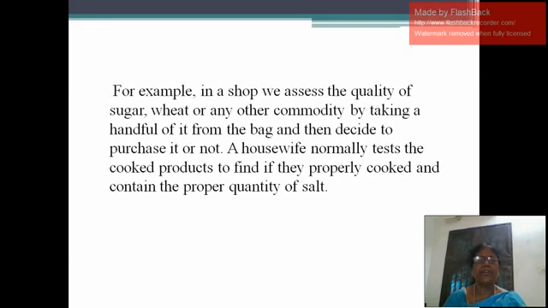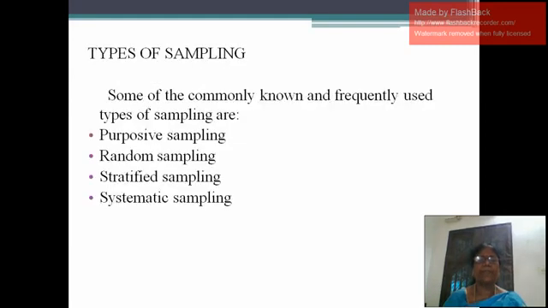For example, in a shop, if we want to assess the quality of sugar, wheat or any other commodity by taking a handful of it from a bag, then decide to purchase it or not, we'll be using sampling. Similarly, a housewife normally tests the cooked products to find if they are properly cooked and contain the proper quantity of salt. She'll be using only the sampling.